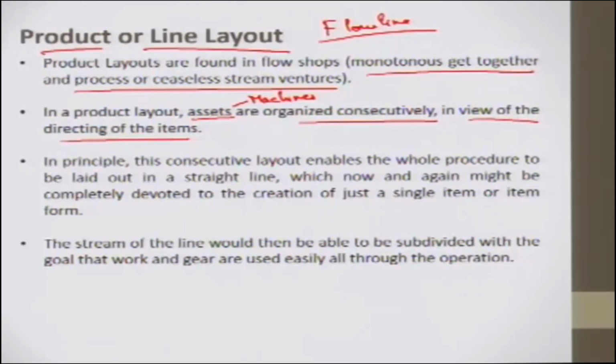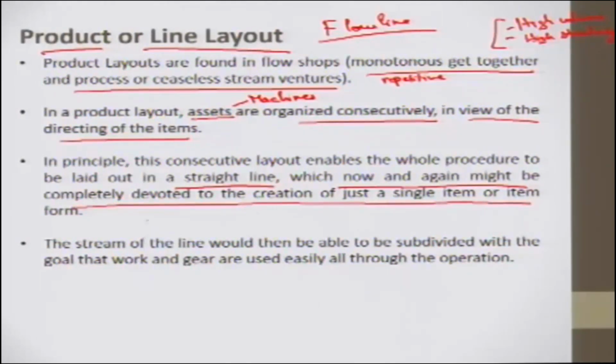So flow shops produce high volume, highly standardized products. So the processes here are monotonous or repetitive. So in principle, this consecutive layout enables the whole procedure to be laid out in a straight line, which now and again might be completely devoted to the creation of just a single item or item form.